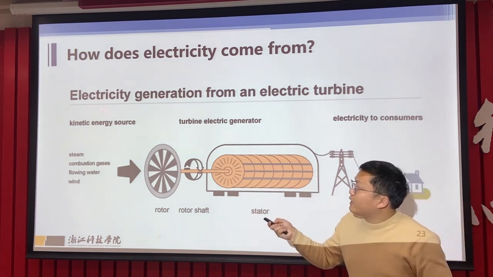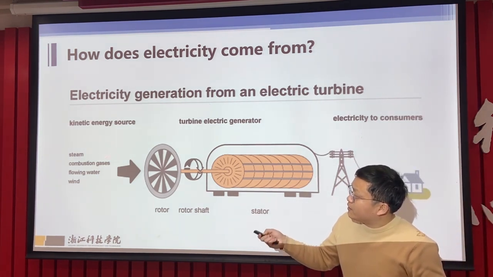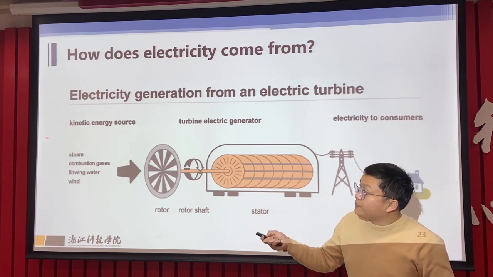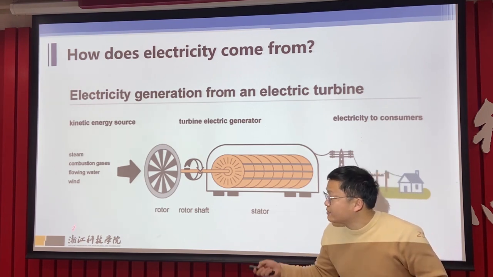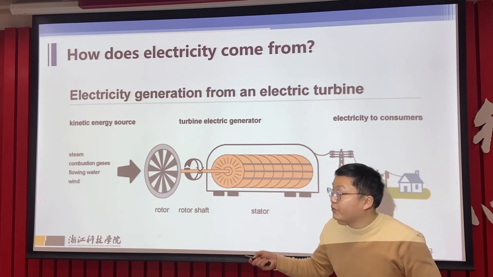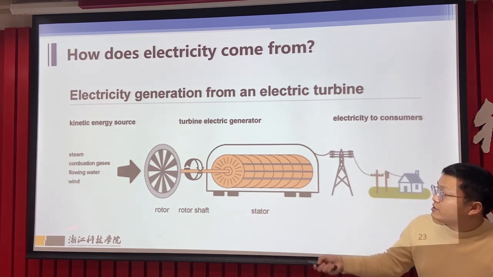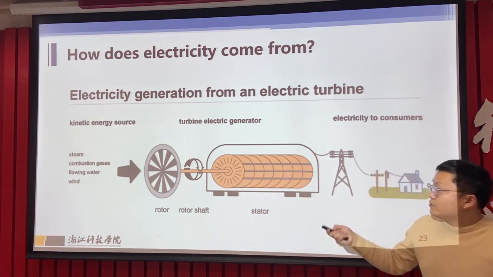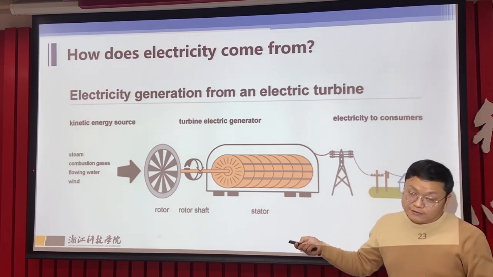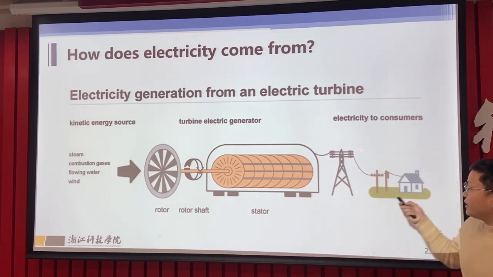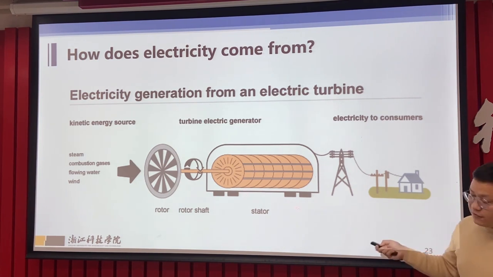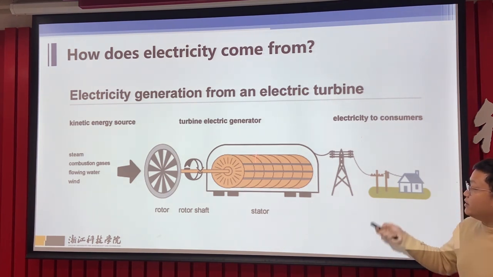We have some kinetic energy sources. For example, high pressure, high temperature steam, or combustion gases, flowing water or wind. We use a rotor to receive this energy, and then we can convert this energy into electricity in a stator.